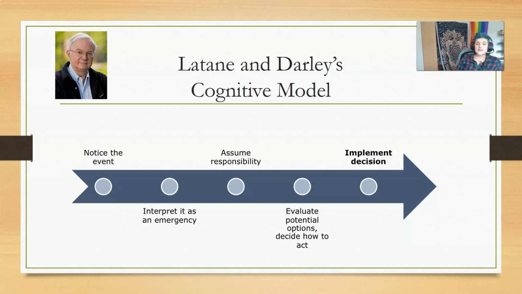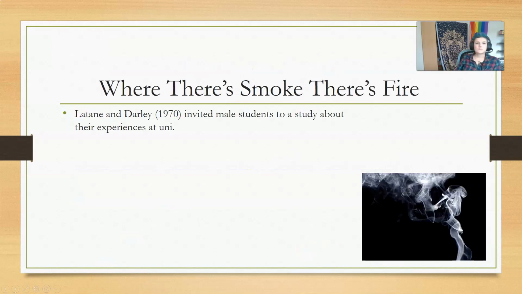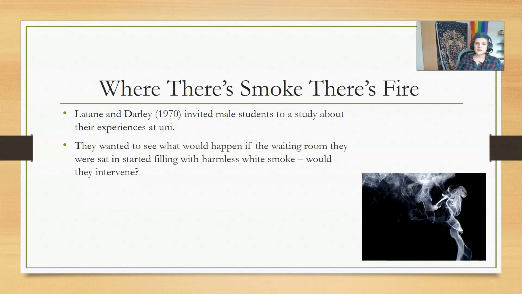Latane and Darley ran a series of studies that tested this 5-stage model. They invited male students to a study about their experiences at university. They wanted to see what would happen if the waiting room they were sat in started filling with harmless white smoke. So would they intervene?